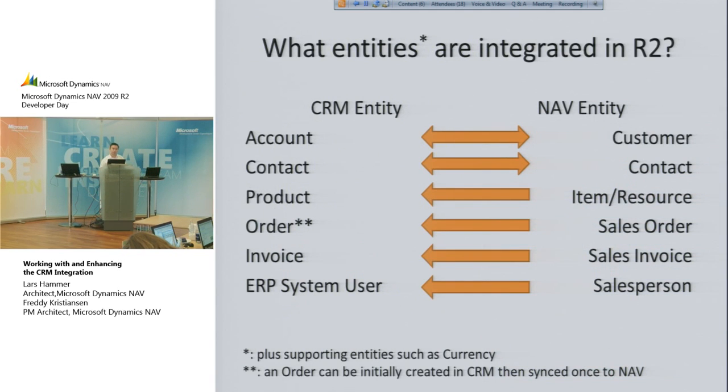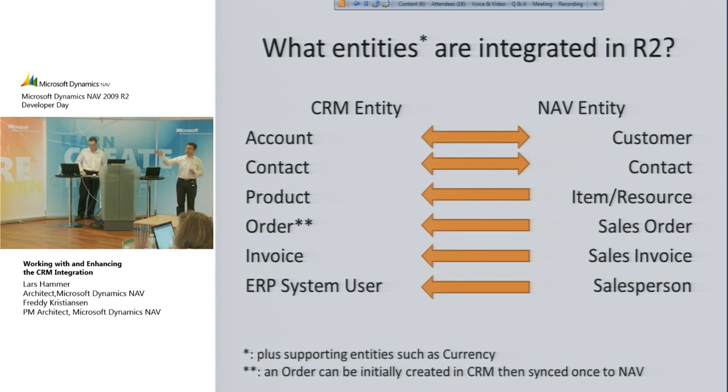And here's a quick overview of what high-level entities we are synchronizing. We saw the account and contact. We also have product inside of CRM that maps to either item or resource in NAV. We've got an order that can be synced from a sales order in NAV. If you create an invoice inside of NAV, you can also get that invoice to CRM. Salespersons in NAV can become ERP system users in CRM.